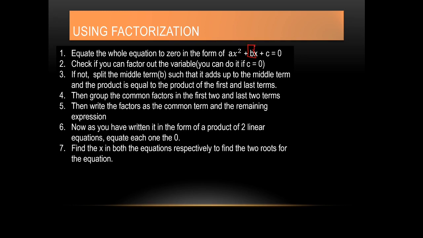When you split it, the parts should add up to b, and their product should be equal to a times c. Then group the common factors in the first two and the last two terms. Then write the common factor as one term and the remaining expression as the other. Now you have it written in the form of two linear equations. So one quadratic equation can be written as the product of two linear equations. Now find x in both the equations respectively, and you will get the two roots of the equation.